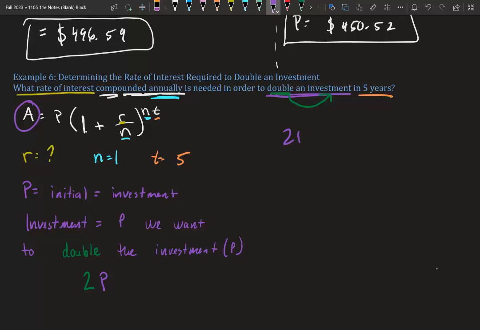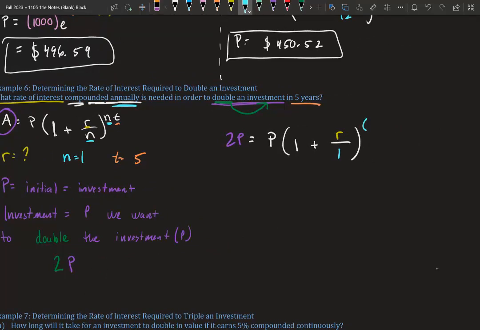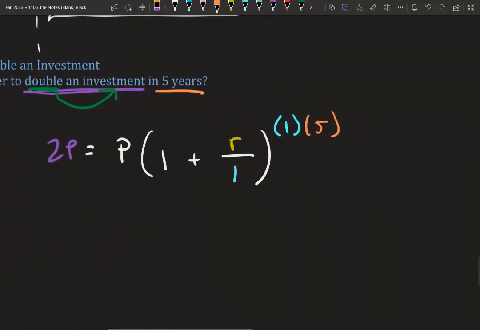So we're going to have 2P equals however much we're putting down times 1 plus R over N. R, we don't know. That's what we're trying to find. Our N is 1. All to the power of nt, so 1 times t, and our t is 5. So what this is saying is I want to double my investment, whatever that investment is. To double it, I need some type of interest rate. I'm doing it once a year for 5 years.